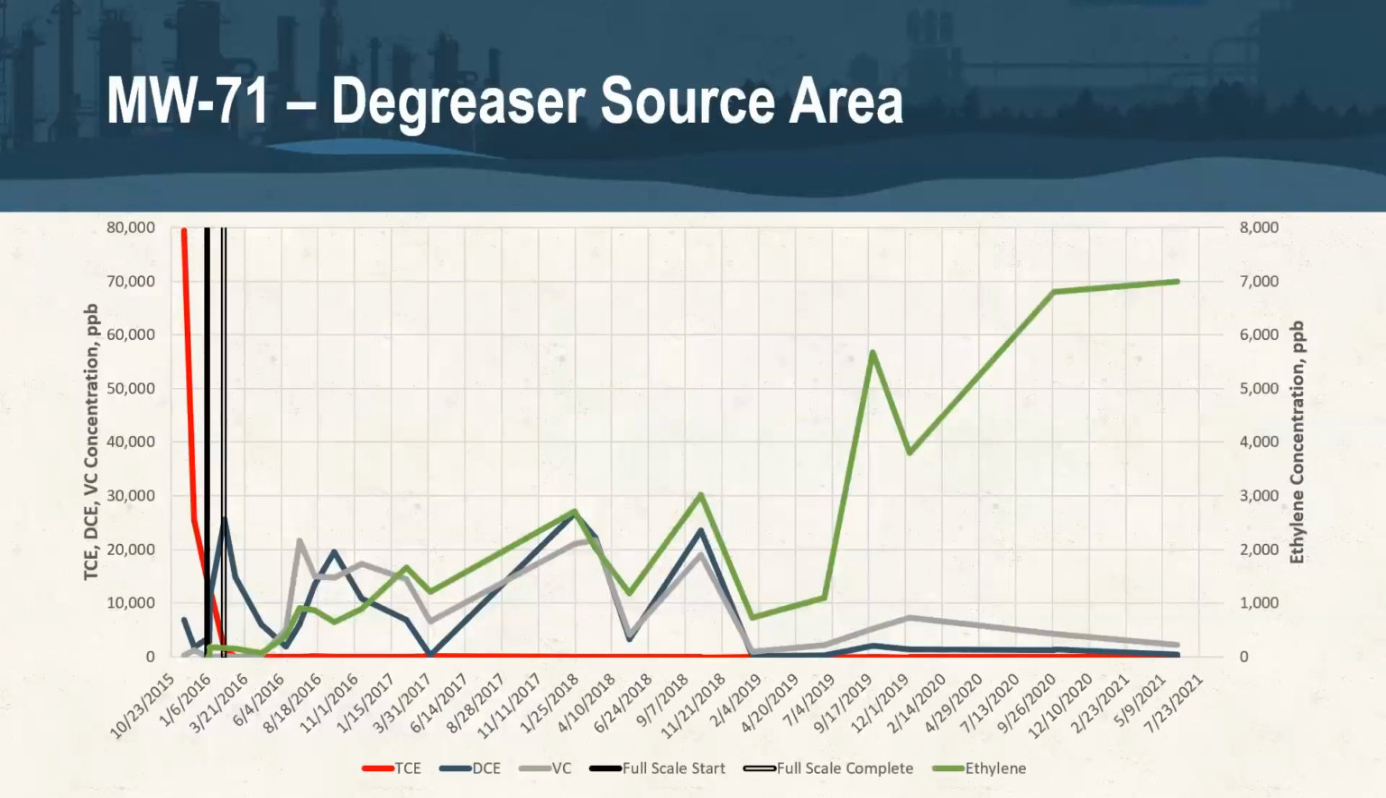And so here's that data from MW71. As you can see here, the one similarity is that we see the TCE concentration decrease immediately. That's similar to the other sites. But if you look at the DCE, which is in blue, and the vinyl chloride, which is in gray, we see a lot of noise. And we attribute that to all that saturated soil mass that we identified in that RDC phase.